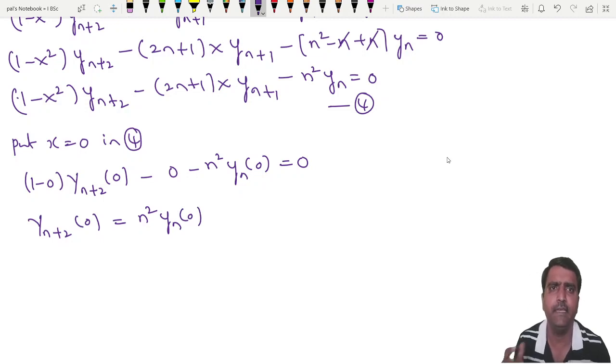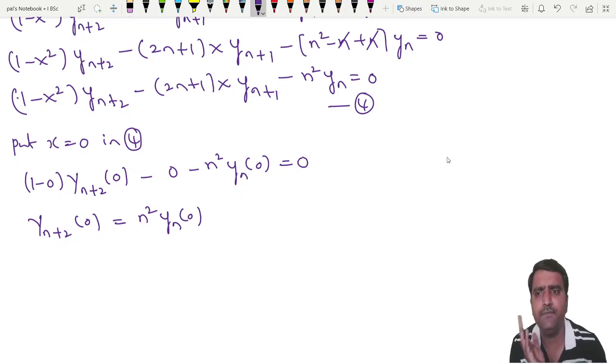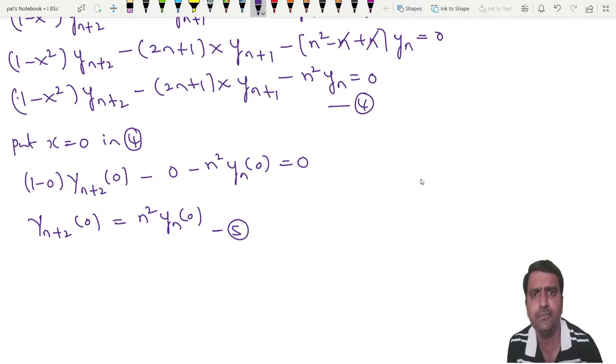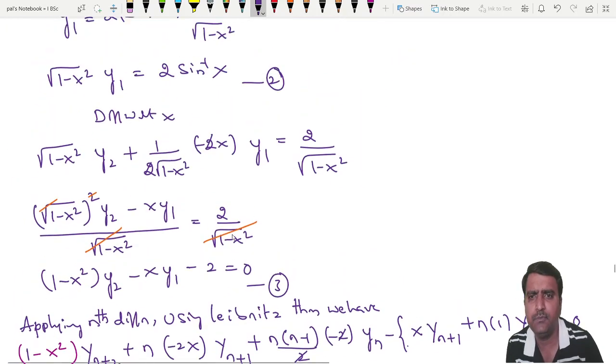By putting n is 1, 2, 3, 4, we can find y3 of 0, y4 of 0, y5 of 0, y6 of 0, to any number you can obtain. Okay, so take this expression as 5. But to find y1 of 0 and y2 of 0, better to go to equation 2 and 3. From 2 and 3 we can easily find y1 of 0 and y2 of 0.